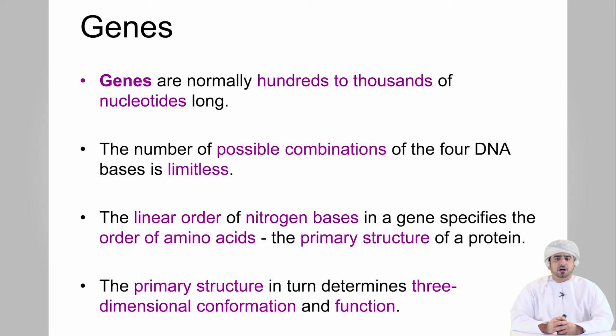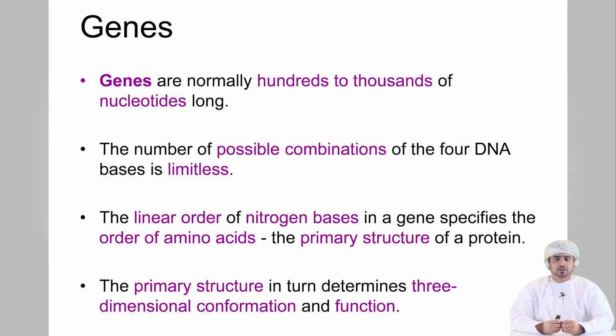What are genes made of? Basically, genes are hundreds or sometimes thousands of nucleotides long, and the number of possible combinations of the 4 DNA bases is limitless. You have adenine, you have thymine, you have cytosine, and you have guanine. So you can think of this as the letters of the alphabet. Depending on how you arrange the order, you can get many possible combinations of these nucleotide sequences in a gene.